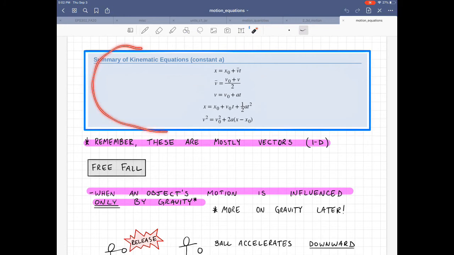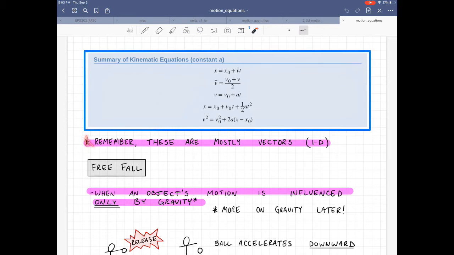Here I've got a cutout from the textbook highlighting 5 different expressions. Really, this expression and this expression are the same. The only difference is that v naught has been plugged in, or average velocity has been plugged in. So these 3 are really the kinematic equations you'll be using. On occasion, you might find it useful to use these first 2.